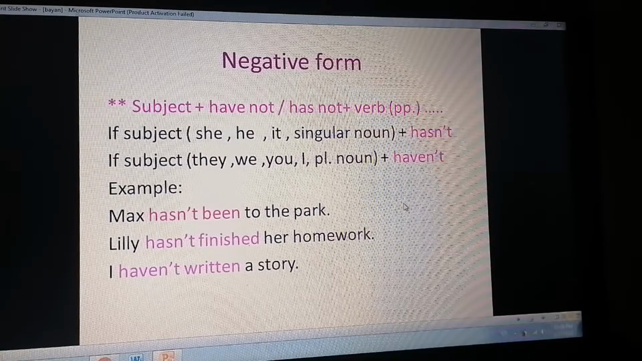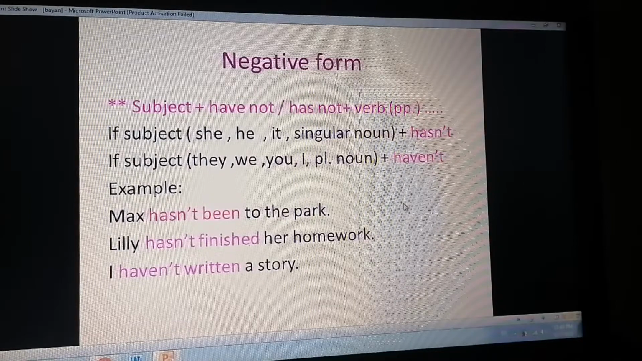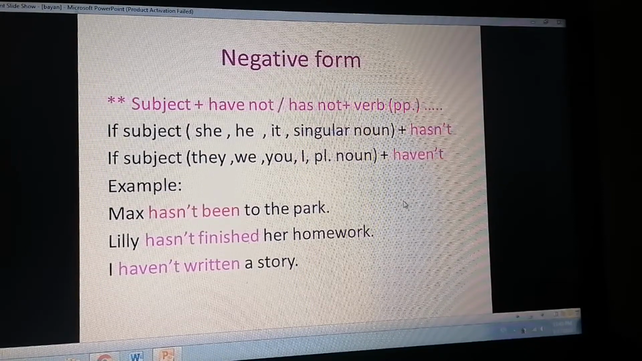Lily hasn't finished her homework. We said finished, verb 3. Why? Because this sentence is in present perfect, verb 3. I haven't written a story. We don't say wrote. Why? Because the sentence is in present perfect, not simple past.